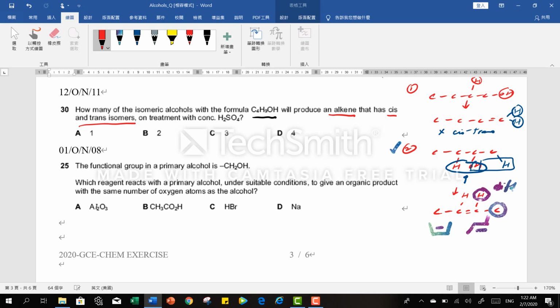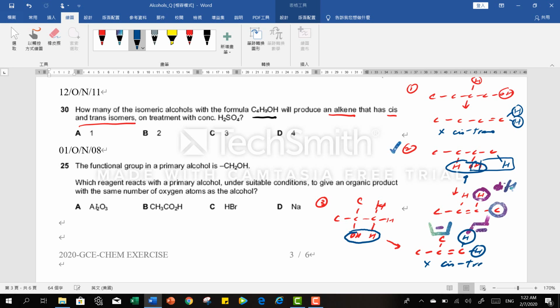Okay, and then the third one. We can consider this one. So there is an H here. Same as before, with dehydration, when water is removed, it will become C, C, C, and then a double bond. Something like that. Same as before, if you look at this one, H, H, they are the same, so it cannot exhibit cis-trans.